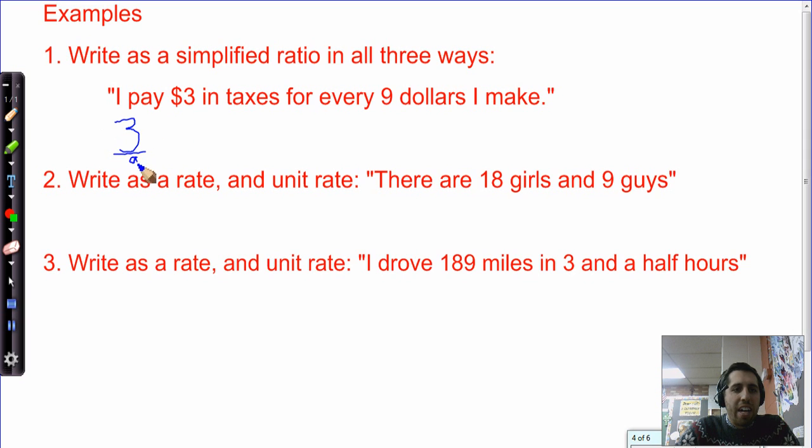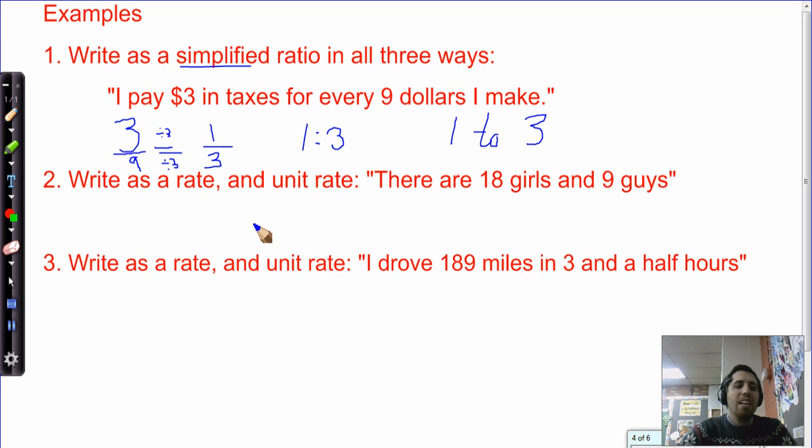over 9, but this asks for a simplified ratio, so I know that I need to simplify because these are both divisible by 3. So I'll divide both by 3, and this is how I like to show that I'm making an equivalent fraction. We get 1 to 3. So I pay $1 in taxes for every $3 I make. Oh my goodness, isn't that the way the world is? The other ways to write this ratio would be 1 with a colon, 3, or 1, 2, 3.